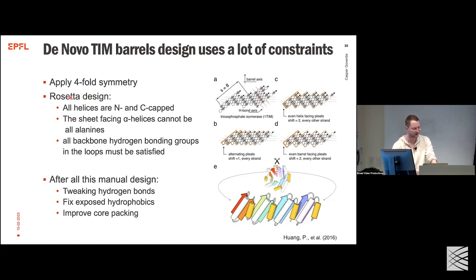For example, all helices are N and C capped, which means that the hydrogen bond on the backbone needs to have a hydrogen bond on the end of helices. The sheet facing alpha helices cannot be all alanines. All backbone hydrogen bonding groups in the loops must be satisfied. And on top of that, there was manual design needed afterwards.